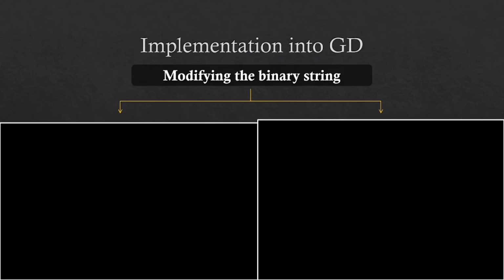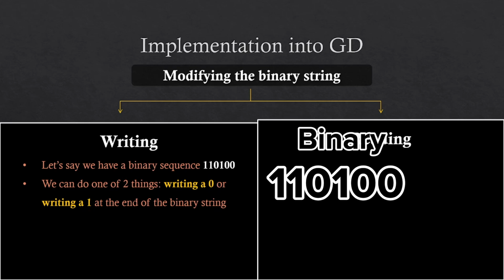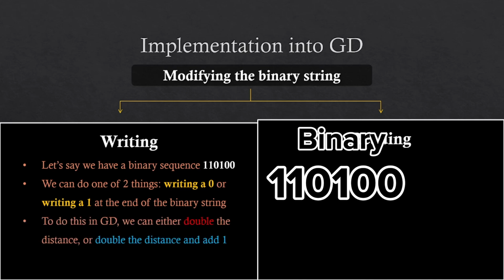Now, how do we make this in GD? How do we make sense of this? Well, we can do two things with a binary string: writing and reading it. Let's go over writing first. Let's say we have this binary string. We can do two things, which is writing a 0 or 1 at the end of the string. To do this, we have to double the distance and add 1.